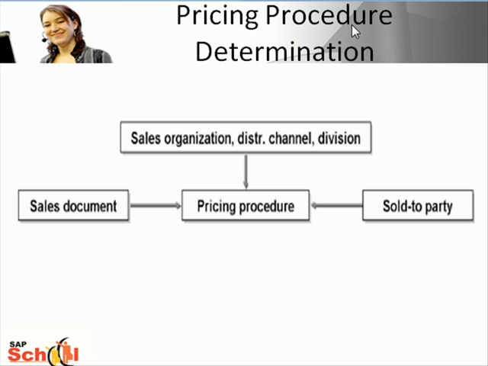and the inputs for that are the sales area. Sales area is essentially a combination of sales org, distribution channel, and division. The second input is the sales document or document type specifically, and the final input is the sold to party or the customer. So these three sets of information determine which pricing procedure will be used in your transaction.